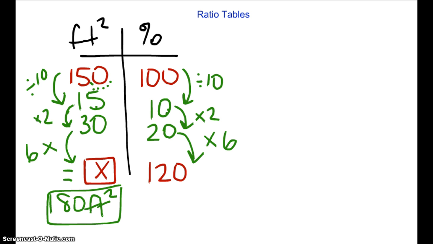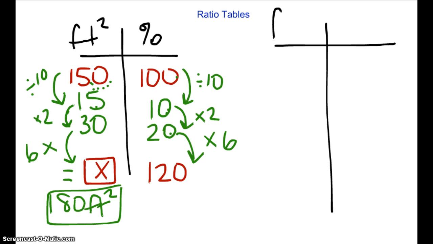Now, is this the only way you can scale the problem? No, absolutely not. In fact, you could have gone from 100 to 120, or 100 to 20 and then up to 120. There are lots of different ways that you can do it. But I wanted to show you that 10% can really be your friend.